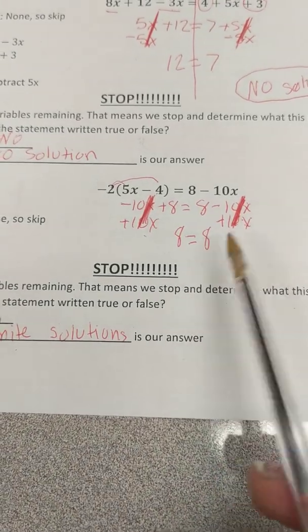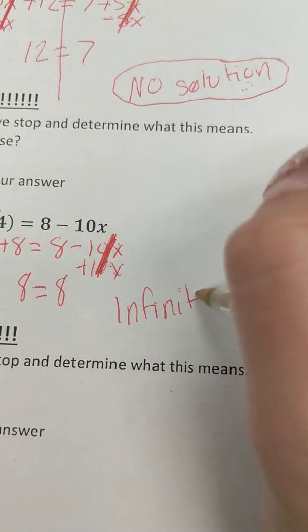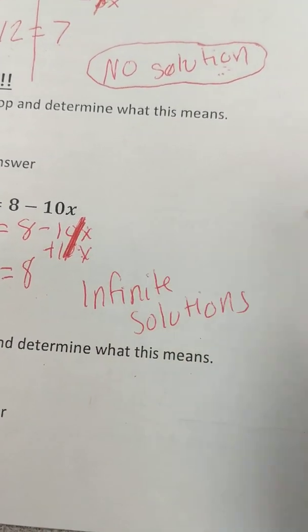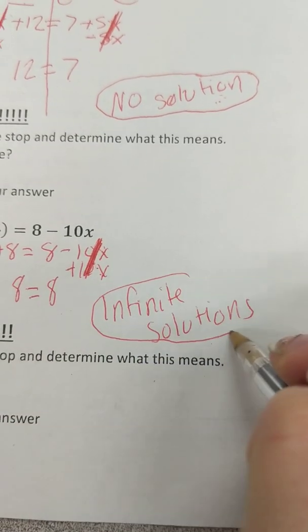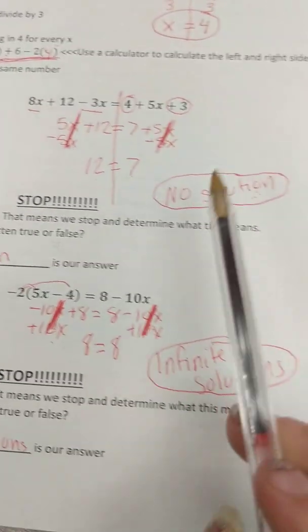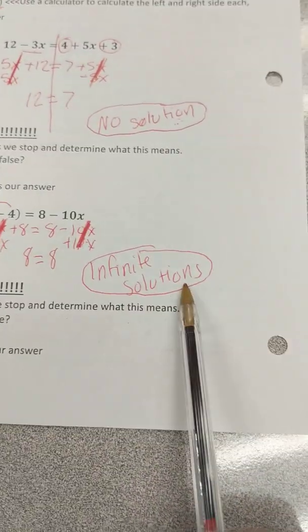So when they're the same numbers, our answer, infinite solutions. So no variables and different numbers is no solution. No variables and the same number, infinite solutions.